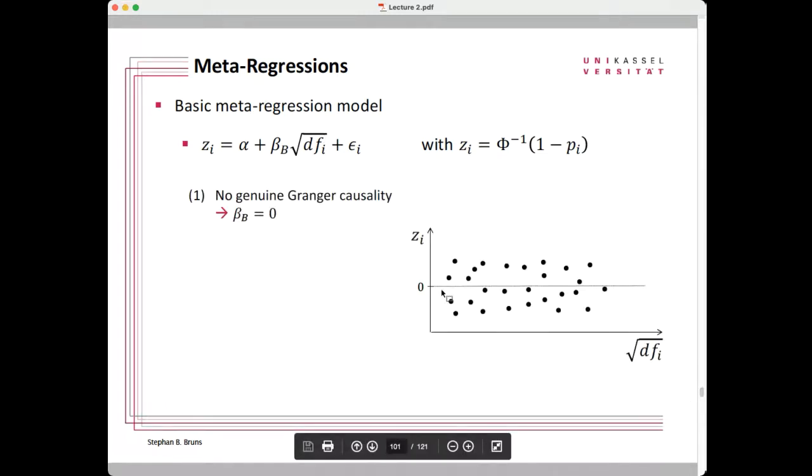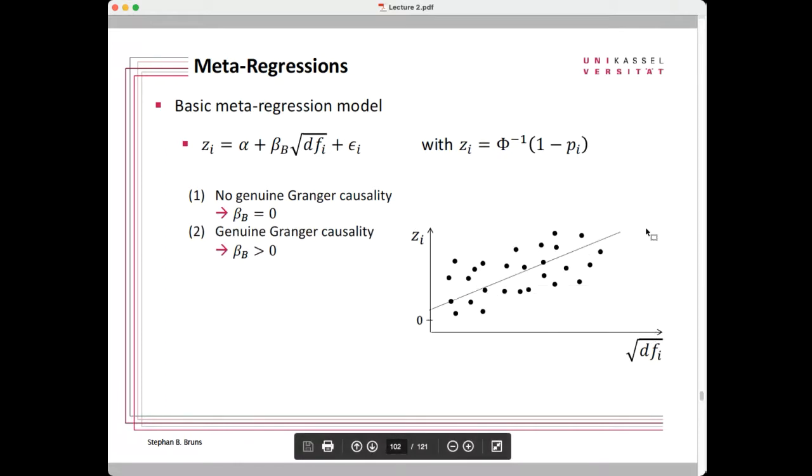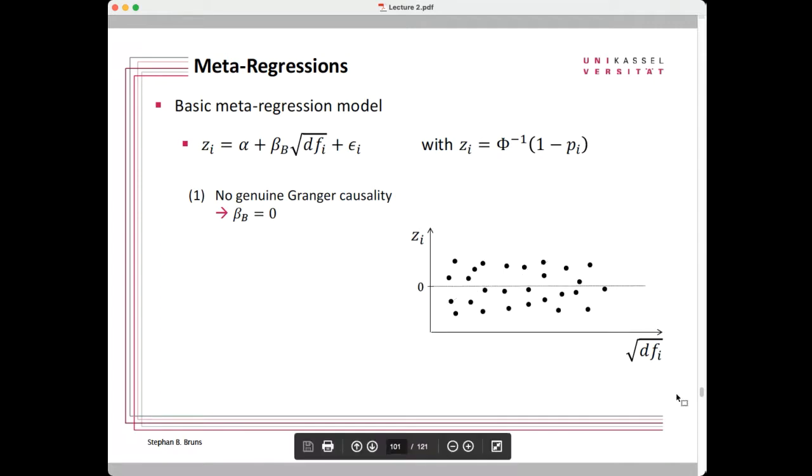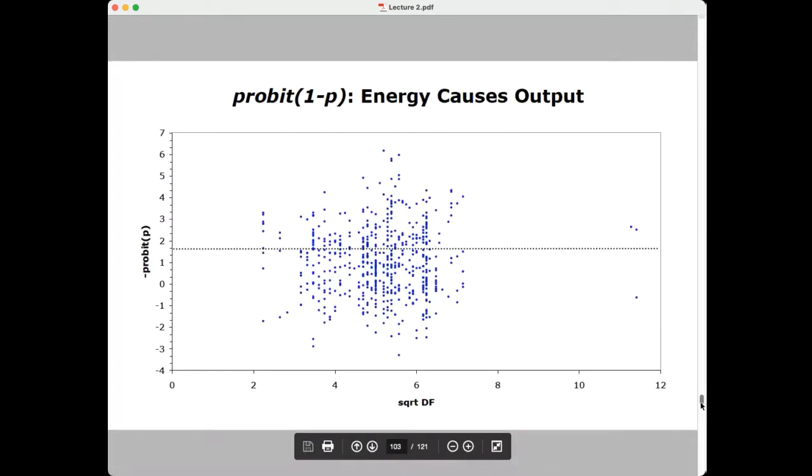If there's no genuine effect, we should expect to see something like this: all the test statistics in a cloud when we look at degrees of freedom on this axis, with no relationship between the size of your sample and the size of your test statistics. But if there is a real true effect, the bigger your sample, the bigger your test statistic, and it increases with the sample size. In that case, there's more warrant for saying there is some genuine effect in the data.